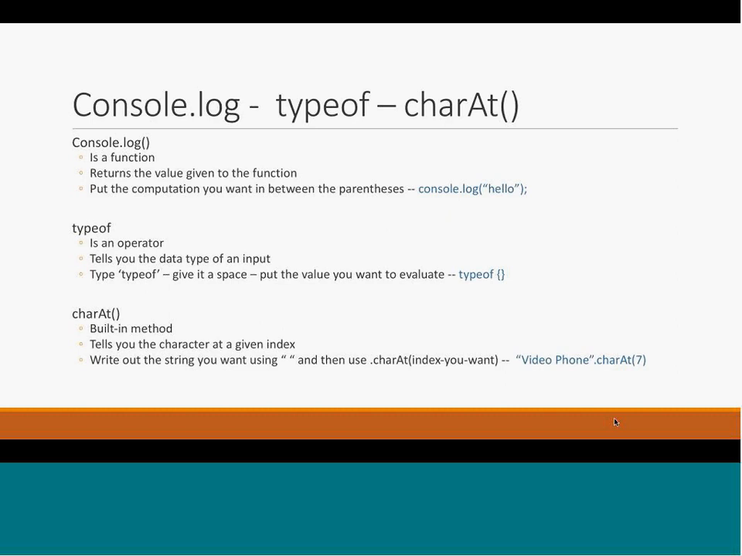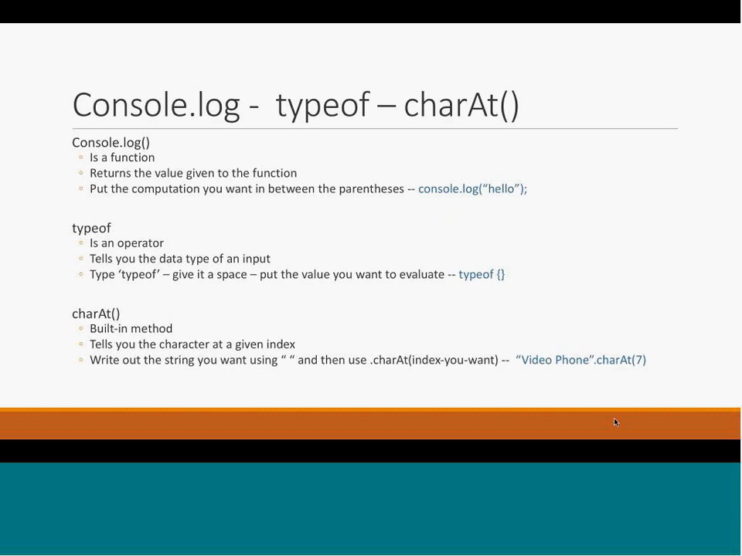Typeof is a type of operator. Just like the plus sign, minus sign, and the asterisk, you can use it. It tells you the type of data of an input. To use it, you put typeof, then a space, and you put the value that you want to evaluate. For this example, I do typeof space, and then these curly brackets, which is a what? What are those brackets? Object.